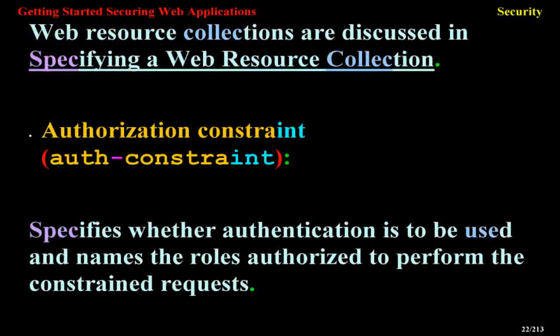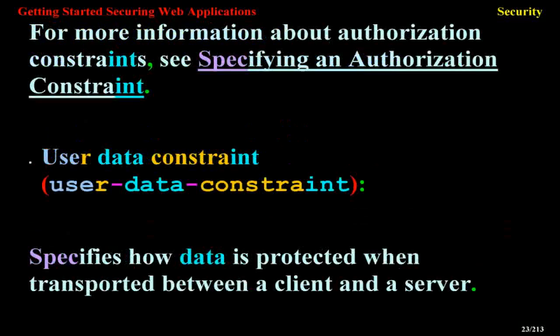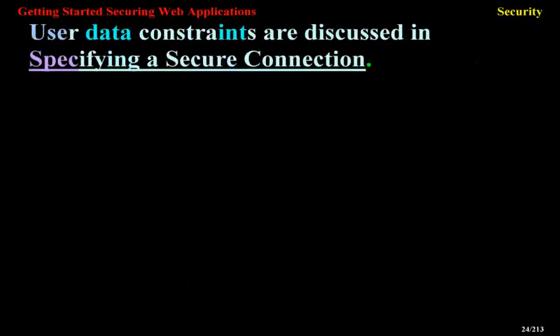Authorization Constraint. Auth-constraint specifies whether authentication is to be used and names the roles authorized to perform the constrained requests. For more information about authorization constraints, see Specifying an authorization constraint. User data constraint. User data constraint specifies how data is protected when transported between a client and a server. User data constraints are discussed in Specifying a secure connection.